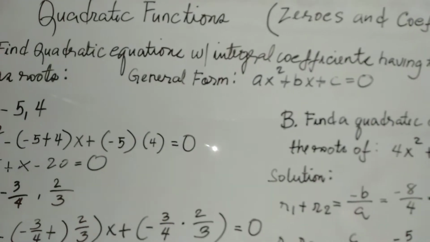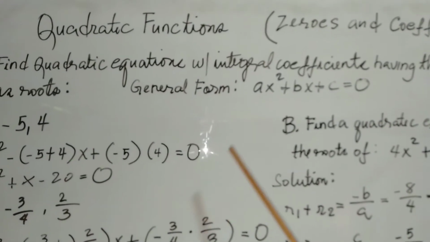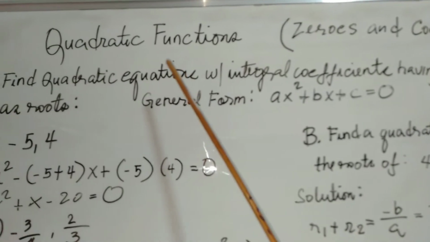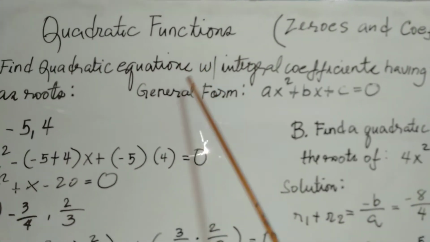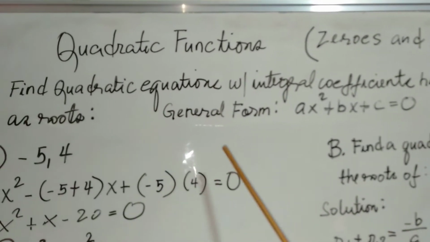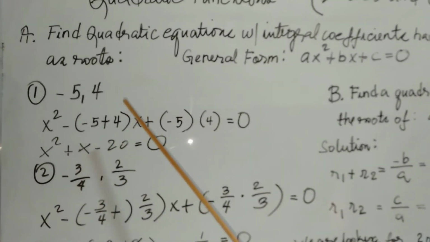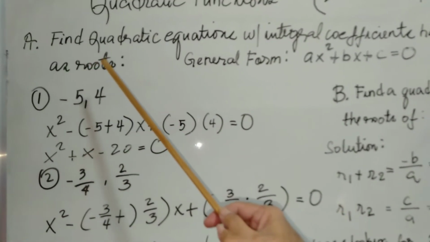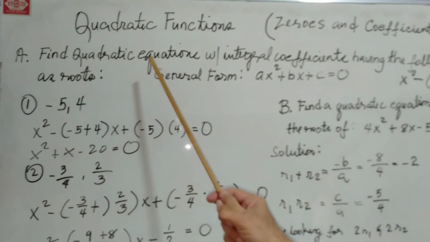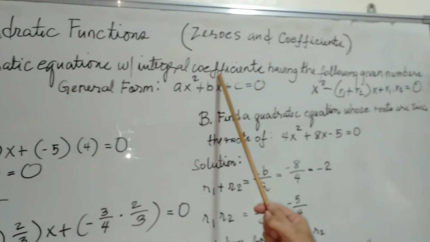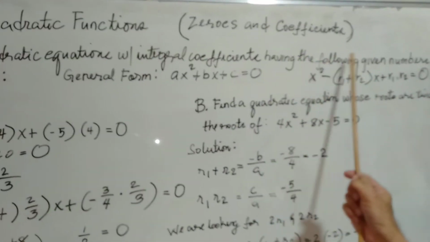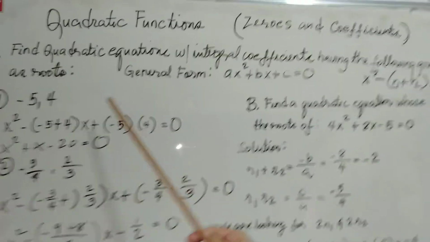Now we're going to take up zeros and coefficients of quadratic functions. We have two sets of problems. The first one, for letter A, we have some problems for letter A. And the instruction is, find quadratic equations with integral coefficients having the following given numbers as roots.